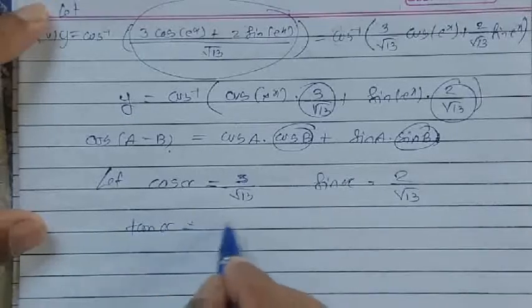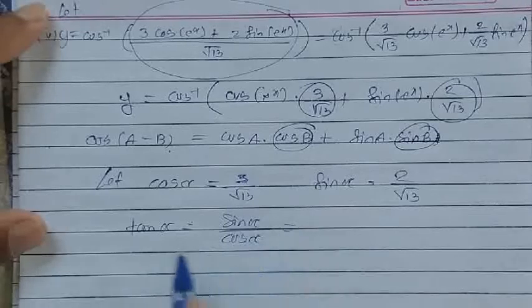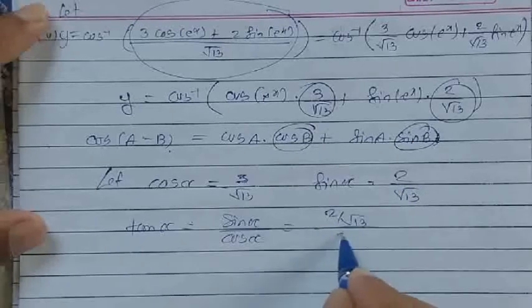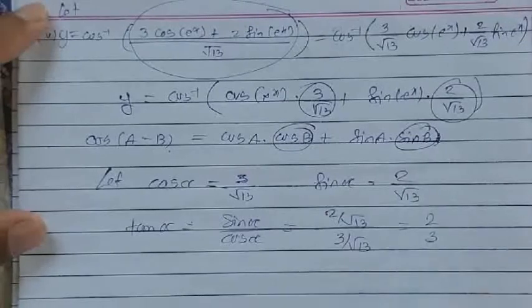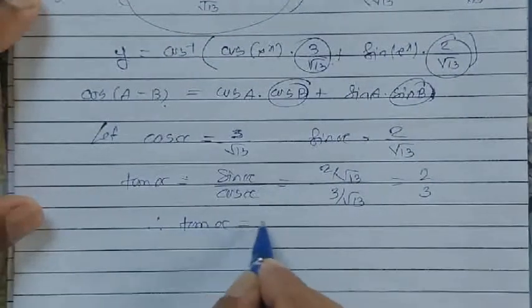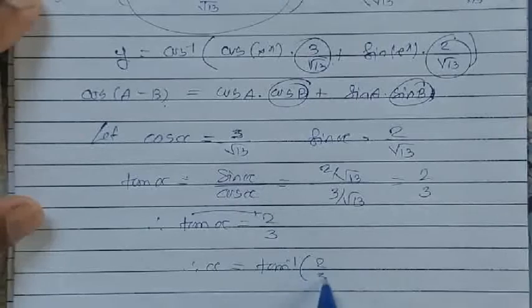Then we have tan of alpha, which is nothing but sin of alpha divided by cos of alpha, for finding the value of alpha. So 2 divided by root of 13 divided by 3 divided by root of 13 getting cancelled, we get 2 by 3. Therefore tan of alpha value we have is 2 by 3. Therefore what is the value of alpha? Shift that tan, it generates tan inverse of 2 by 3.